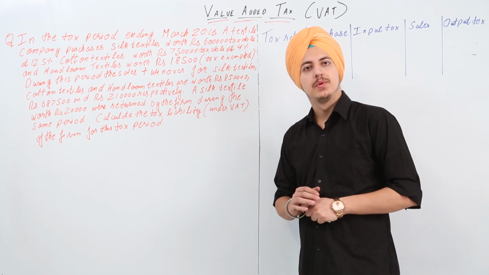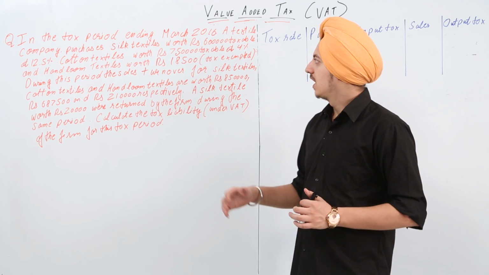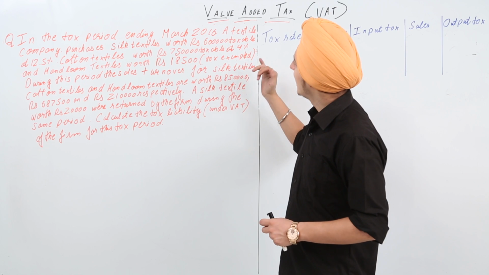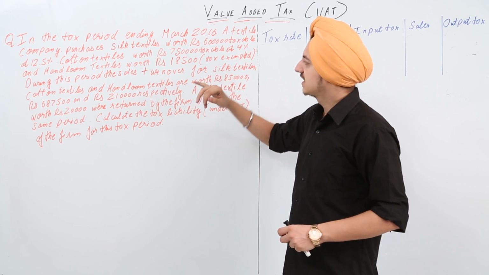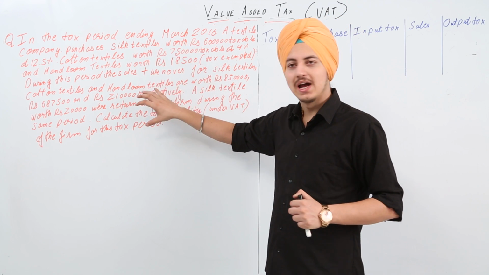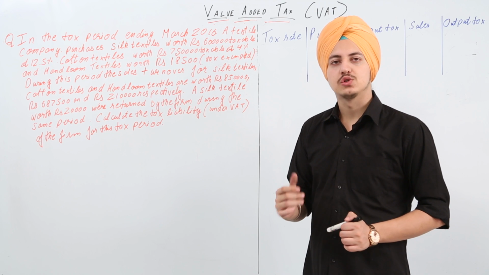Now we have another problem in which we don't have a single product but a lot of products. Like we have a textile company that produces silk textiles and cotton textiles, and the rate of sales tax is different for different products. And we have sales as well as the purchases for a tax period. So what is the tax period?